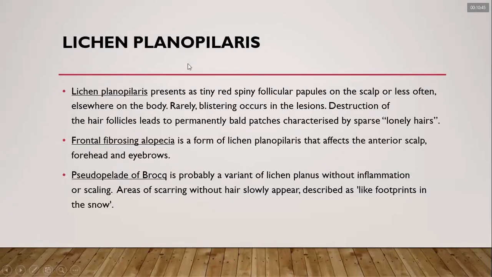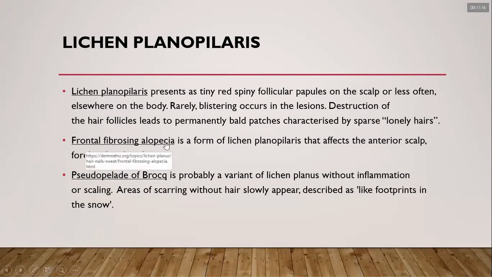Now coming to lichen planopilaris. Lichen planopilaris presents as tiny red spiny follicular papules on the scalp or less often elsewhere on the body. Sometimes blistering can occur in the lesions. Destruction of the hair follicles leads to permanent bald patches characterized by sparse, lonely hairs. These permanently bald patches of lichen planopilaris will lead to cicatricial alopecia.